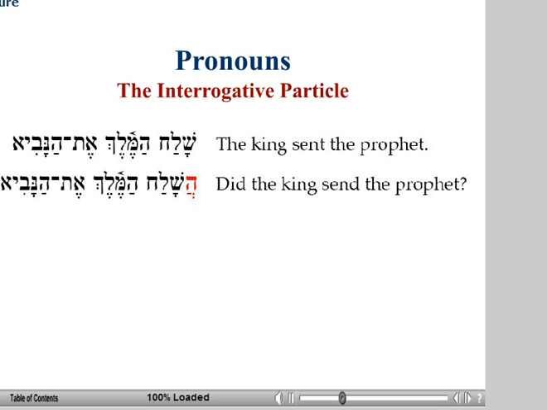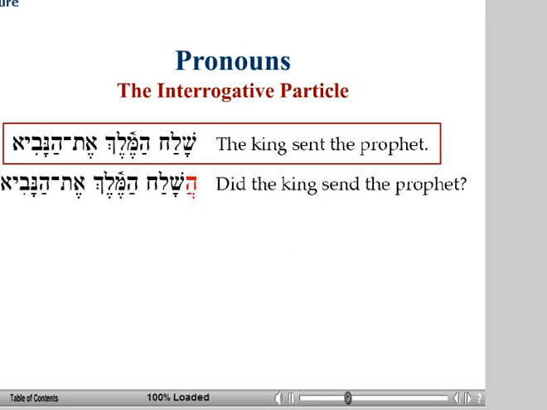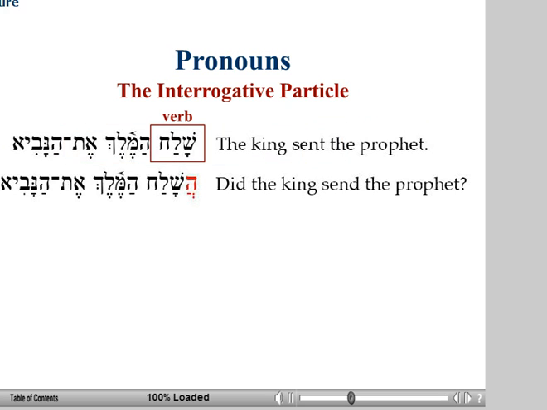Compare the following examples. The first example is a statement. The second example is a question, because the interrogative particle has been prefixed to the first word of the sentence. Look at the first Hebrew example. Shalach hamelech eth hanavi. This translates, the king sent the prophet. The verb is shalach. The definite direct object is hanavi. Note the definite direct object marker, eth.